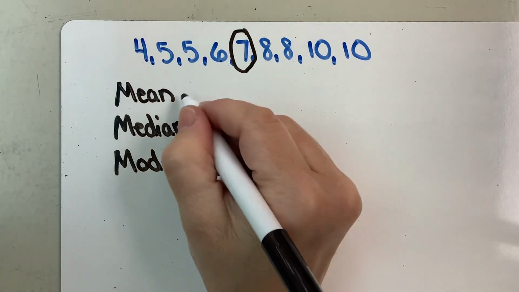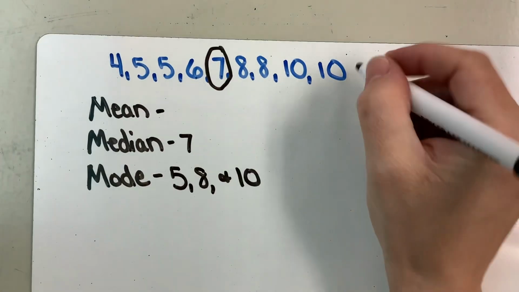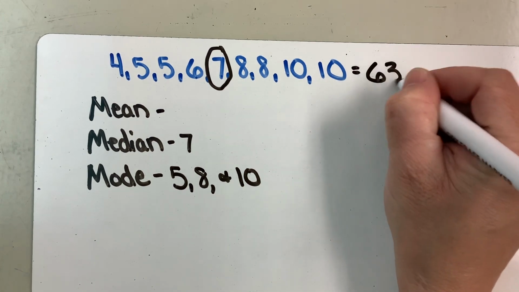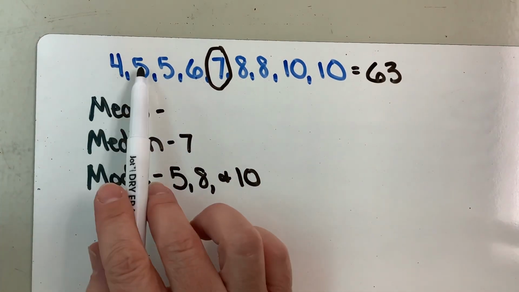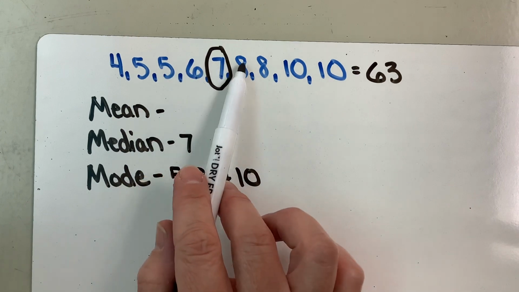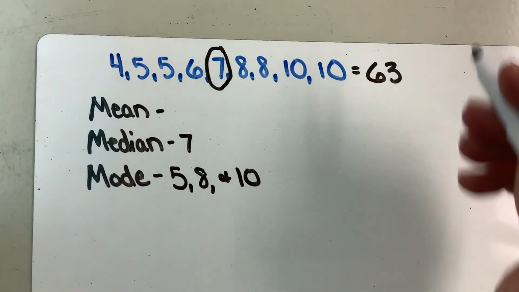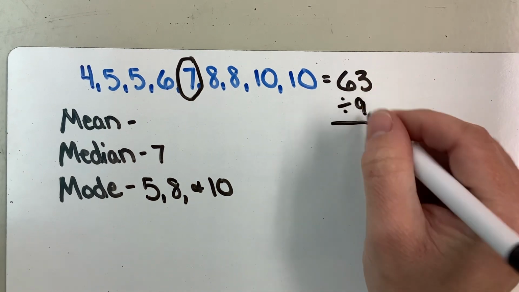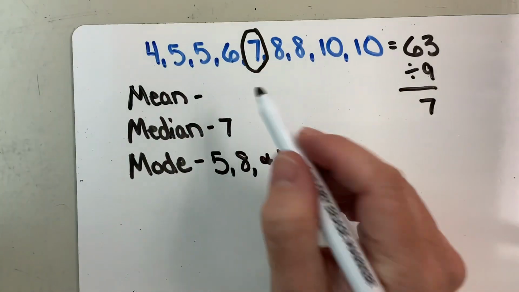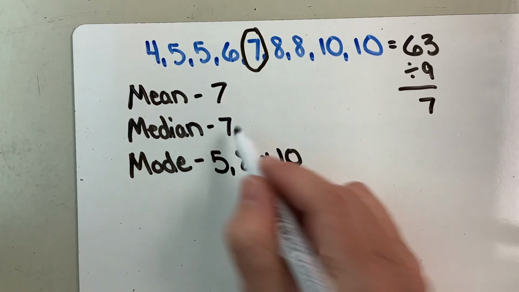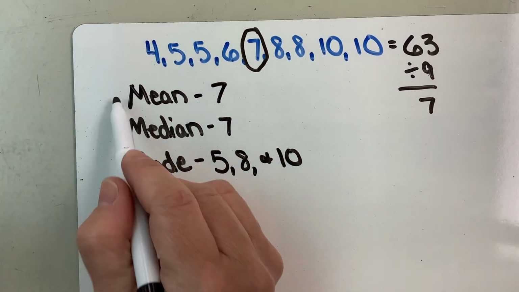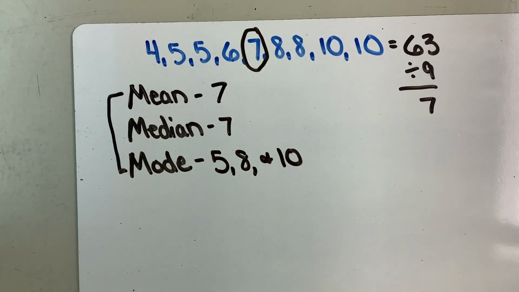The mean, we're going to add those all up. So when I add this up, I come up with 63. And there are 1, 2, 3, 4, 5, 6, 7, 8, 9 of those. So 63 divided by 9 is going to give us 7. So our mean is 7, which is also the median in this case. Okay, these are the measures of center.